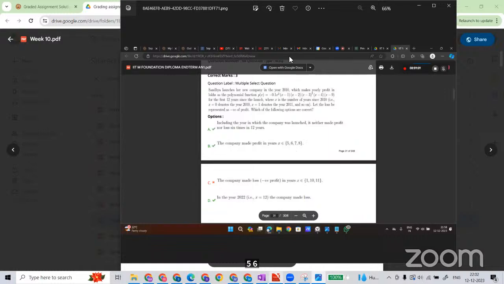We can solve this question by graph, but there is an easy way: just substituting. The company made profit in years x equal to 5, 6, 7, 8. So if you substitute here, because this one is given as profit. Oh, so this is yearly profit that is given. Okay, that's fine. And I also thought the same way, just putting the value in every x value.